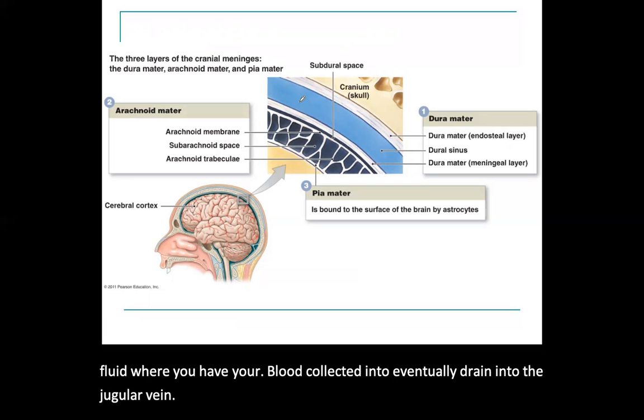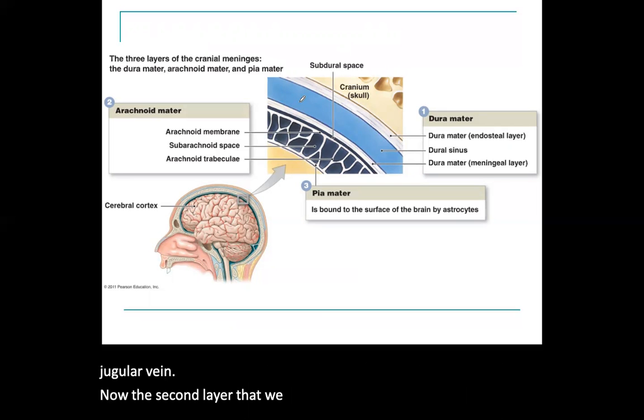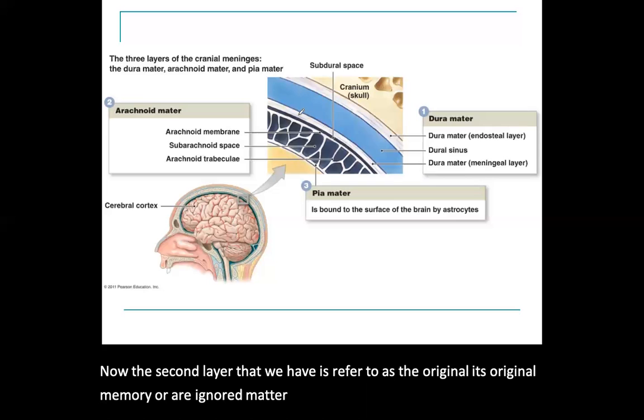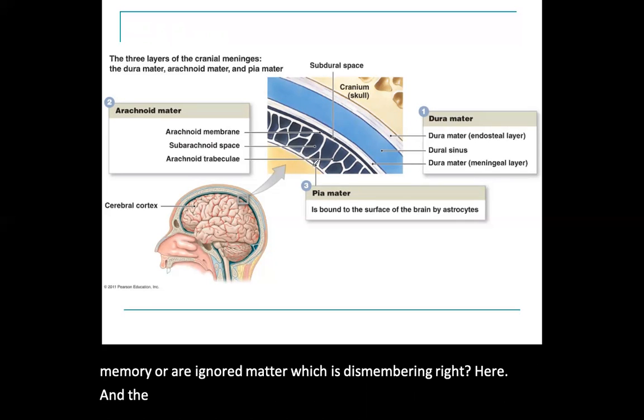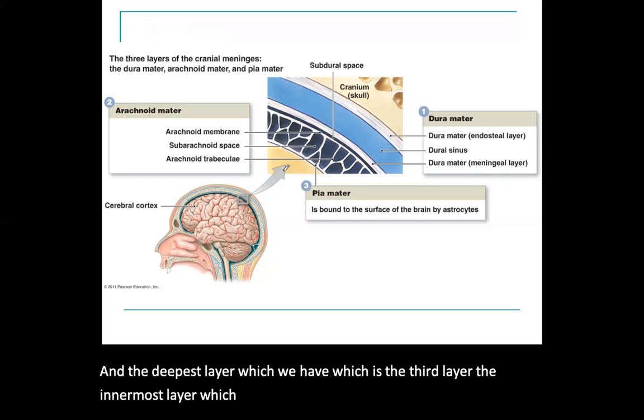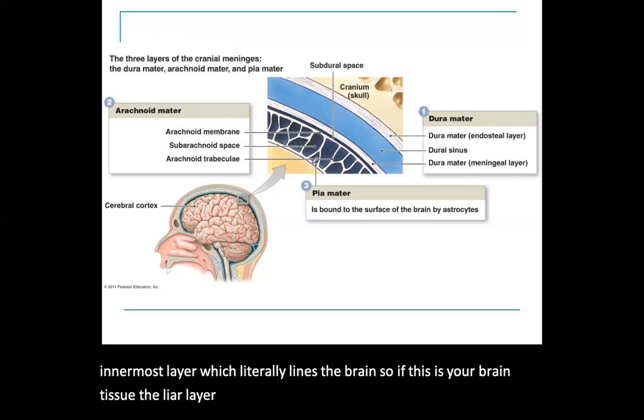Now, the second layer that we have is referred to as the arachnoid membrane or arachnoid matter, which is this membrane right here. And the deepest layer, which is the third layer, the innermost layer, literally lines the brain. So if this is your brain tissue, the layer that lines the brain is called pia mater.